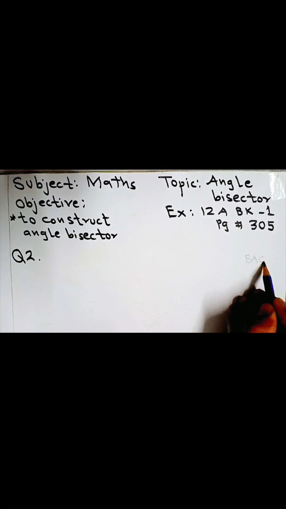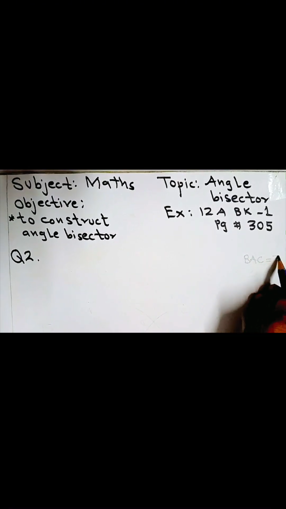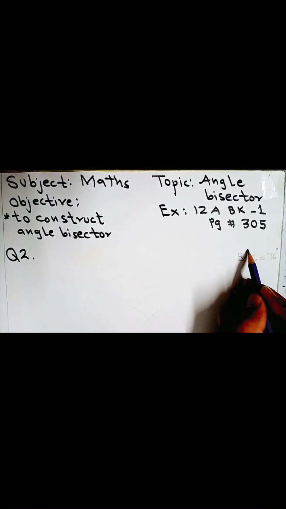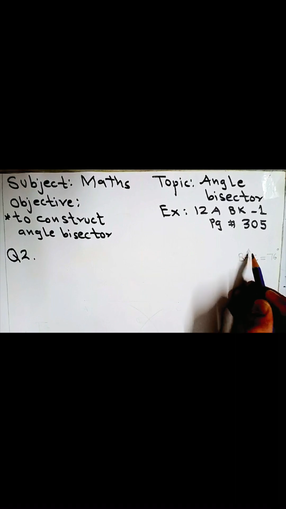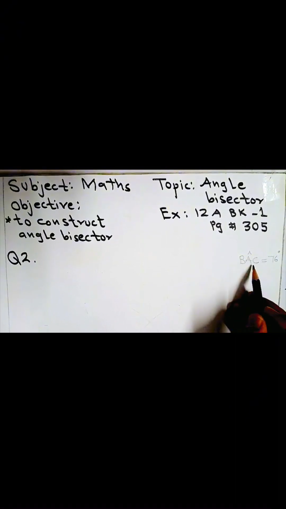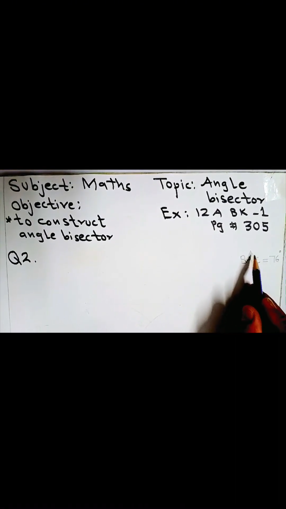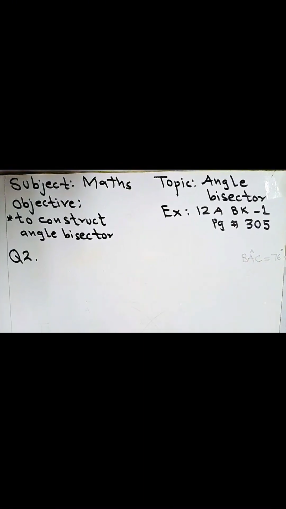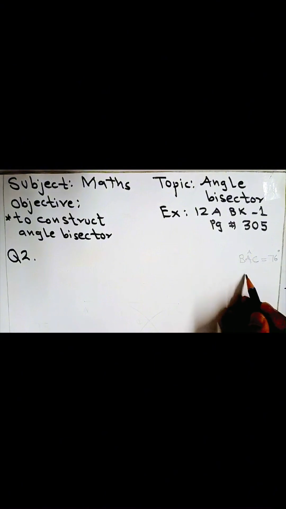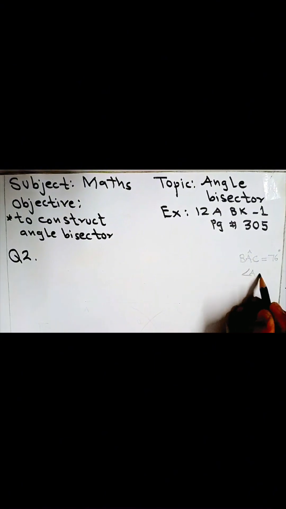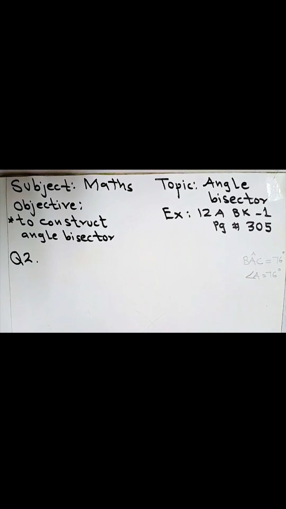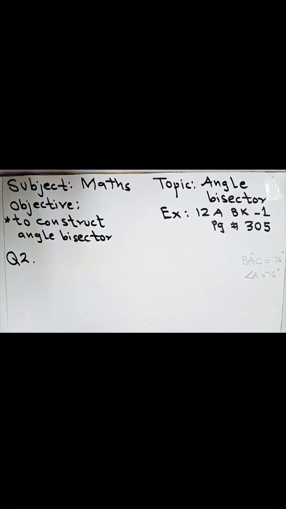BAC is equal to, I am taking 76 degree. In the book it is given 56 degree. I am taking 76 for your practice. So BAC, this cap or head means angle. They are talking about angle A. After that you have to see angle A is equal to 76 degree we have to draw or construct. For this we have to do some steps of construction.